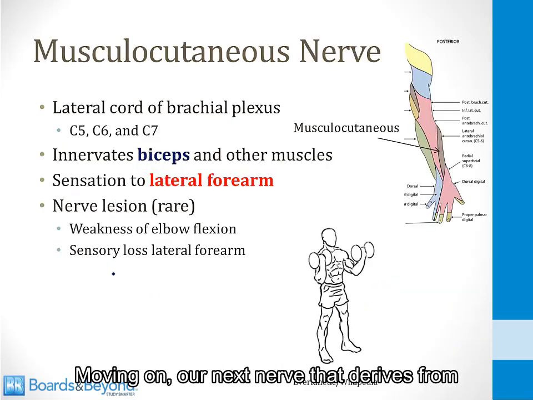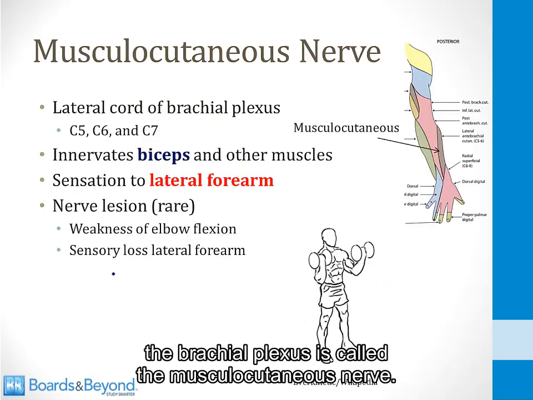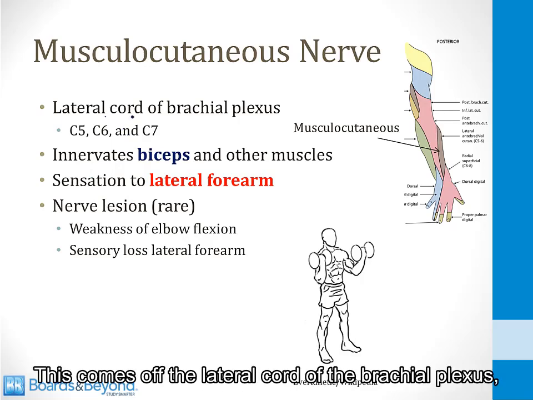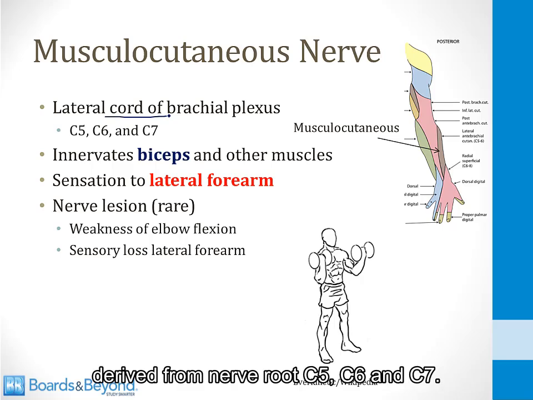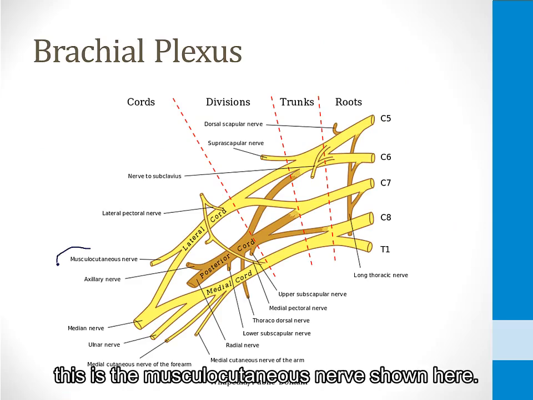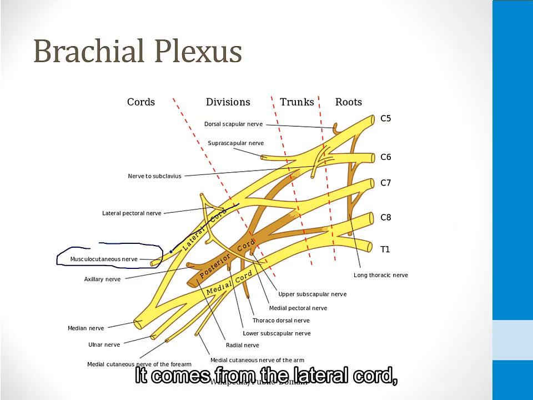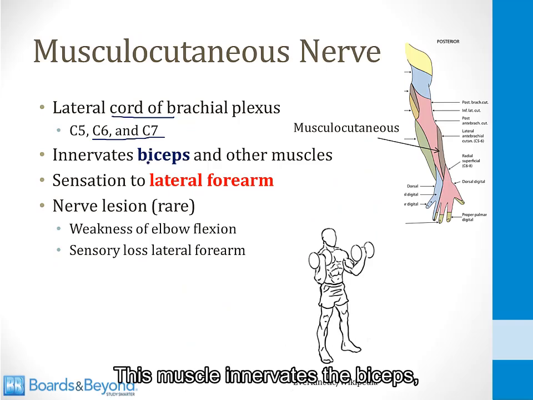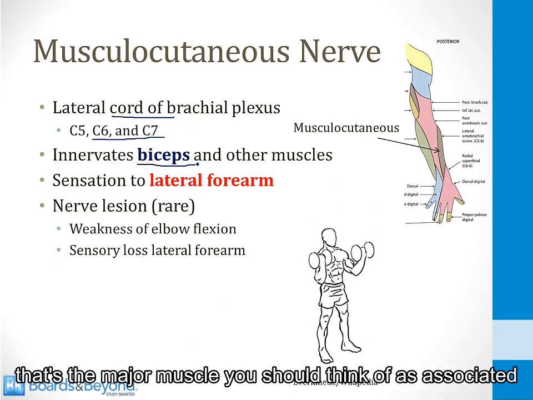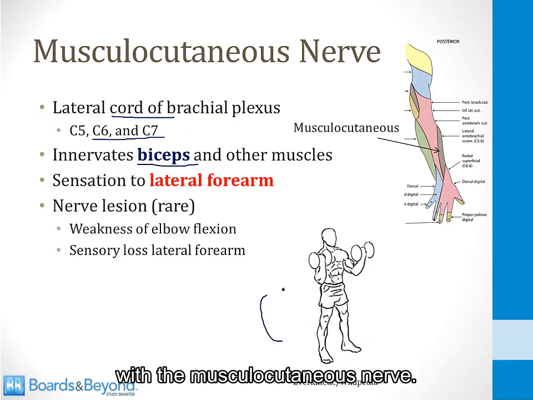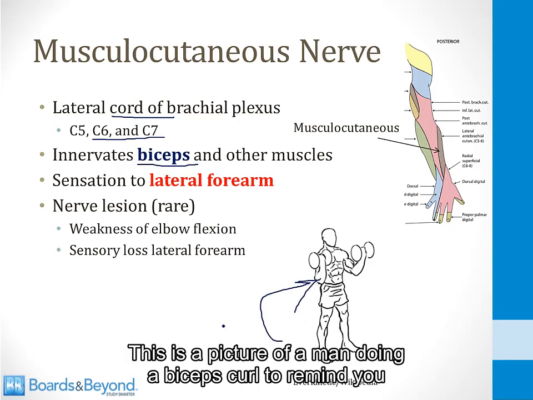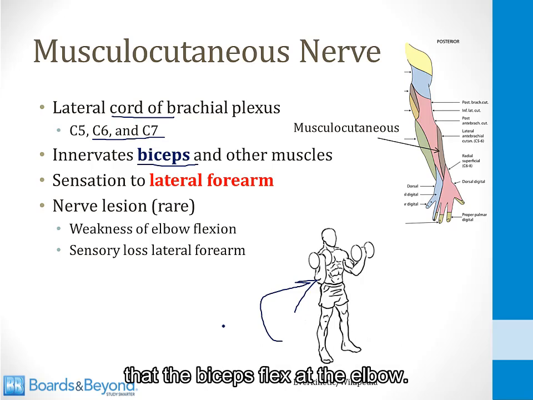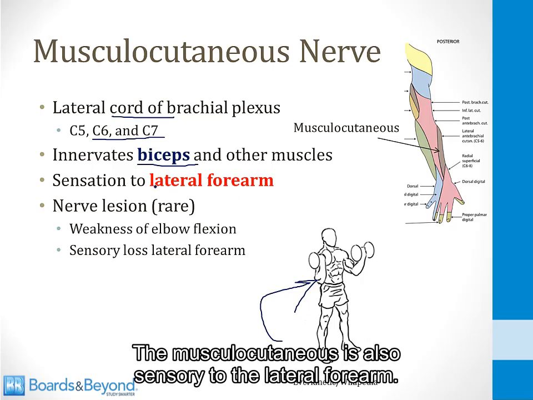Moving on, our next nerve that derives from the brachial plexus is called the musculocutaneous nerve. This comes off the lateral cord of the brachial plexus, derived from nerve roots C5, C6, and C7. If we go back to this drawing, this is the musculocutaneous nerve shown here. It comes from the lateral cord, and the lateral cord receives innervation from C7, C6, and C5. This nerve innervates the biceps. That's the major muscle you should think of as associated with the musculocutaneous nerve. This is a picture of a man doing a biceps curl to remind you that the biceps flex at the elbow. The musculocutaneous nerve is also sensory to the lateral forearm.